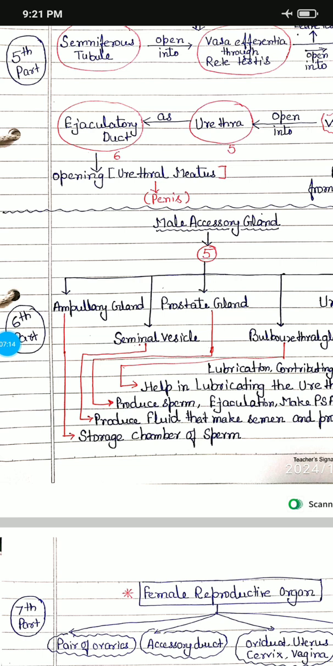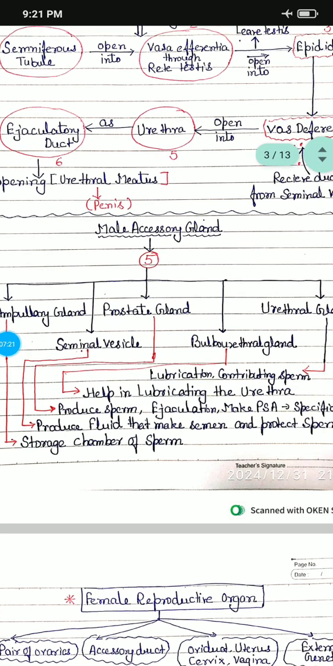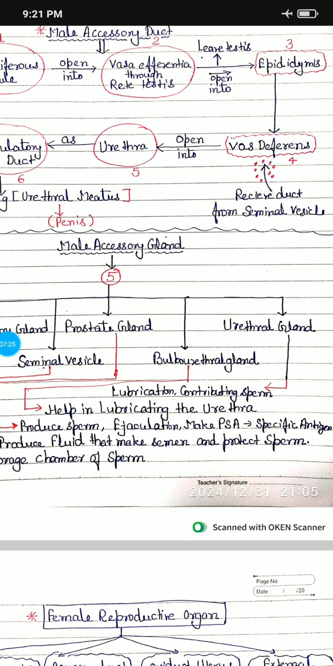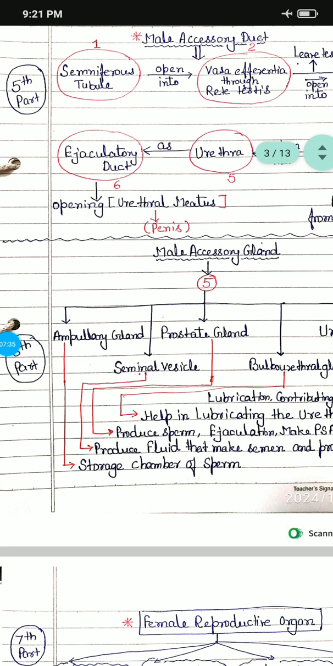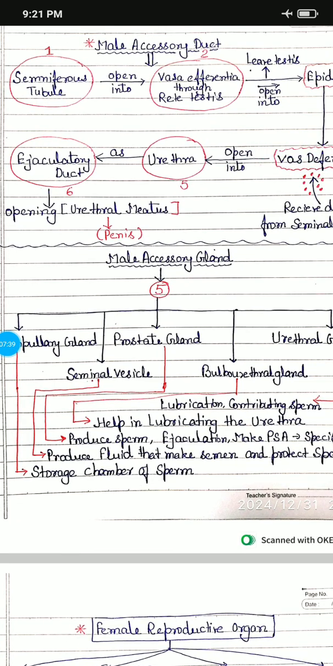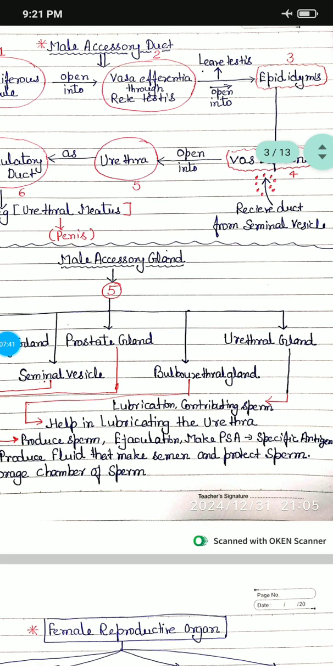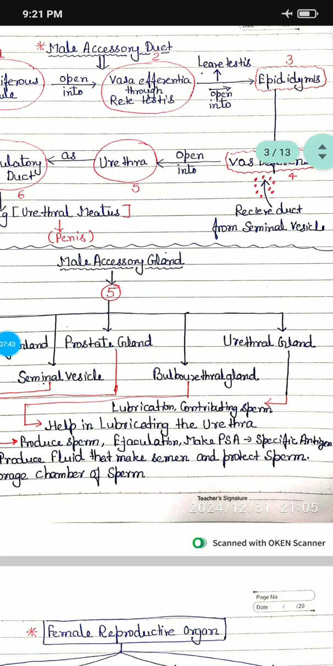Now the second one is the seminal vesicle, which produces a fluid that makes the semen and protects it. It also protects the sperm from destruction or some type of infection. Now, the prostate gland: its function is to produce fluid for ejaculation and make PSA.